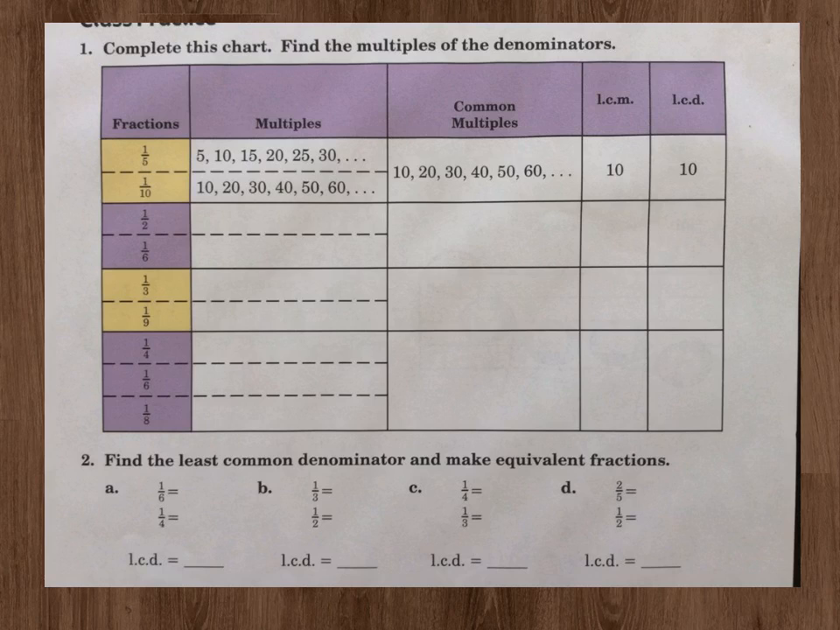So multiples of 2 there would be 2, 4, 6, 8, 10, 12, 14. We're going to stop at 14. Remember, the ellipsis says it continues on, but we're going to stop there. For the next one, we're looking at the denominator, which is 6. We'll go 6, 12, 18, 24, 30, 36.